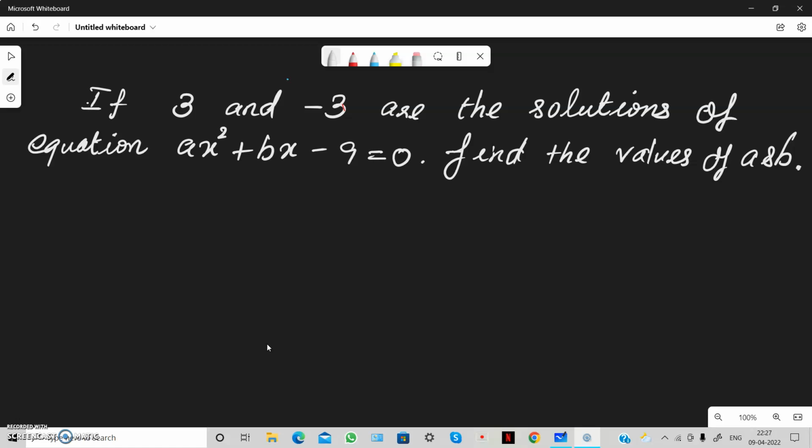Go to the question. If 3 and -3 are the solutions of the equation ax square plus bx minus 9 equal to 0, then find the values of a and b, right?